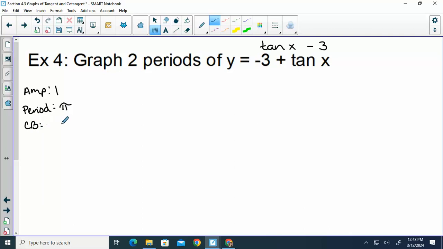What is our count by? Pi over 4. Interval. For tangent, we go between what? Negative pi over 2 to pi over 2. I got lost. And our angle is just x, so that's not going to change. What else is happening on this graph? We're moving right. Or we're moving down.